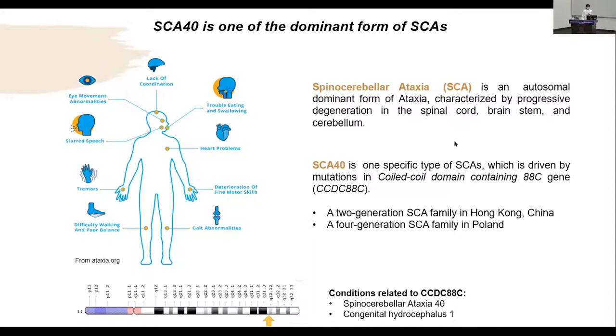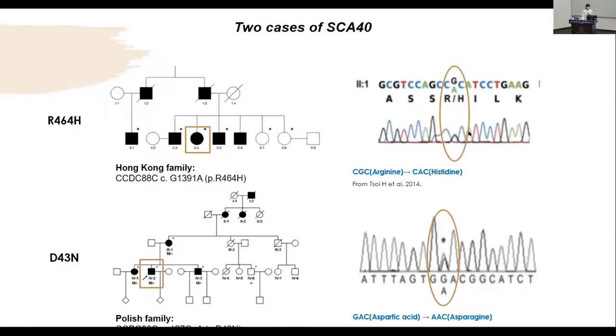SCA40 is one of the dominant forms of SCAs, which is driven by mutations in the coiled-coil domain containing ATAC gene, which is also called the CCDC-ATC gene or SCA40 gene. We know this disease from two family cases. The first is a two-generation family in Hong Kong. The proband and six other individuals were recruited for whole exome sequencing analysis, and all five affected family members were shown to have the R464H mutation in the CCDC-ATC gene.